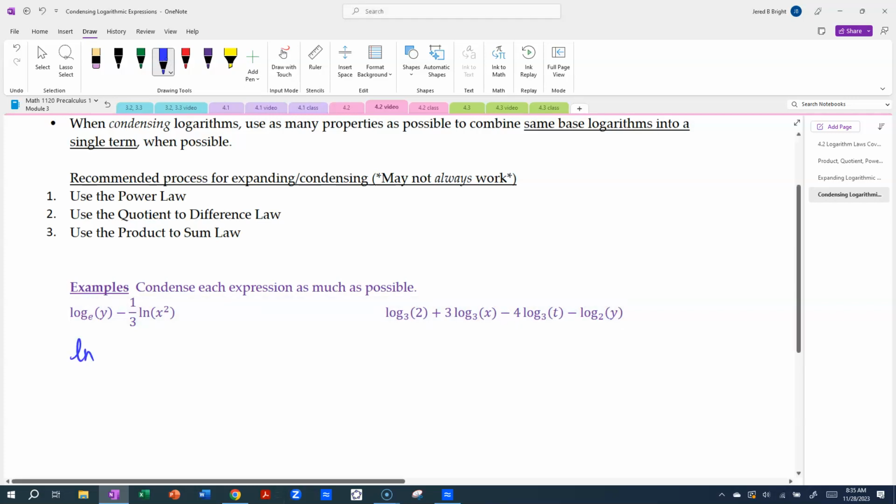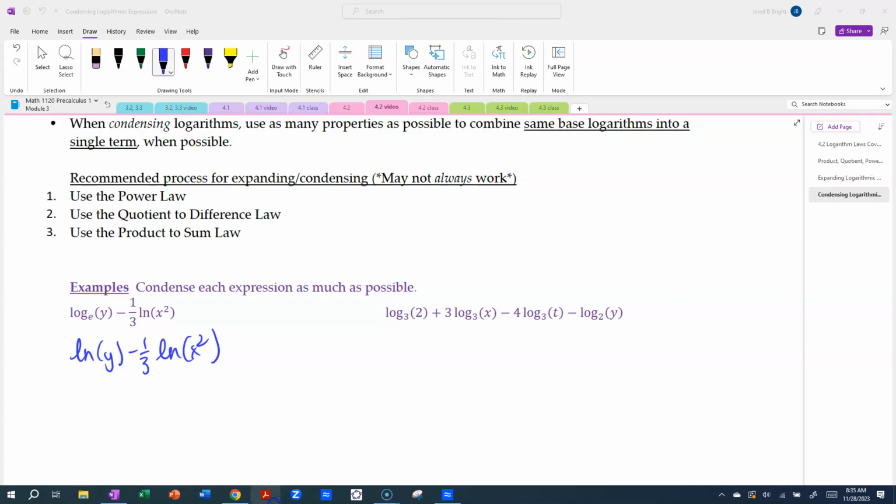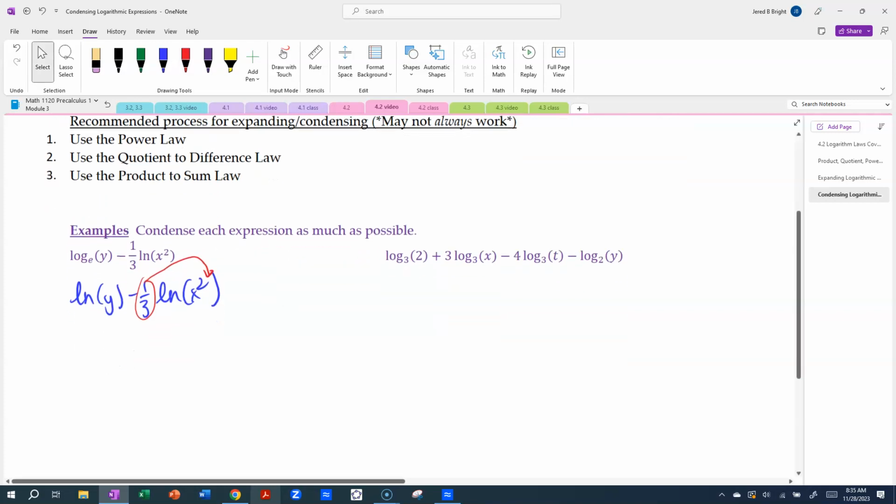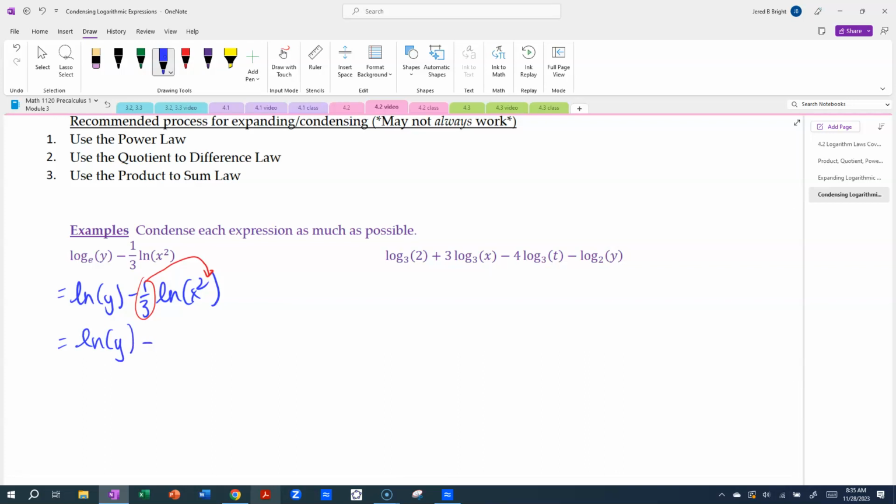I'm just going to write this first as natural log of y minus 1/3 of natural log of x squared. Remembering that log base e of y is the same as natural log of y. But my point is, with the power law, we're going to go in reverse. So instead of having the 2 brought out to the 1/3, we're going to bring the 1/3 inside as an exponent. So my next step would be to say that this is natural log of y minus natural log of, and then inside here I'd have x squared to the 1/3 power.